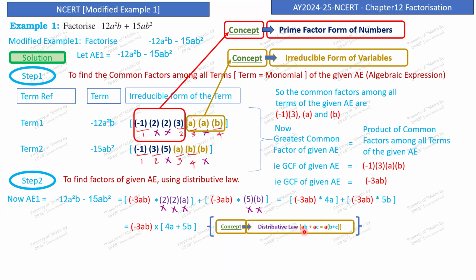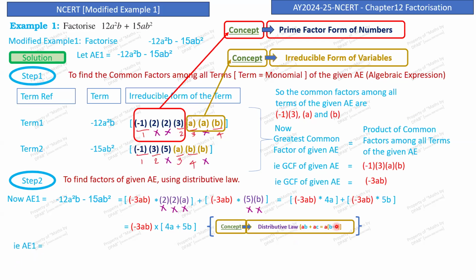For example, ab plus ac, that is a into b plus a into c, equals a into (b plus c). A is the common factor between these two terms. Term 1 has a, term 2 also has a. So you need to bring a outside and then the balance b plus c, with the plus between them, should be within the curved bracket. This is called the distributive law. I hope you have already learned what the distributive law is. So this is what is explained here.